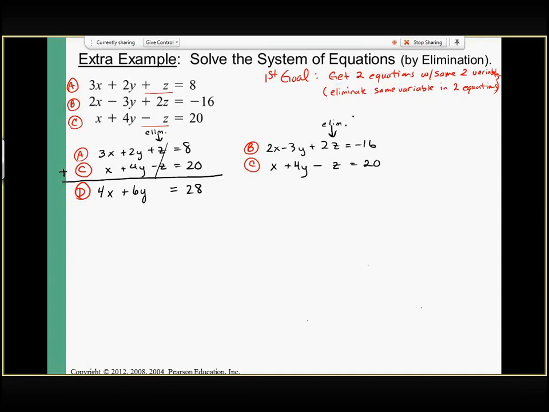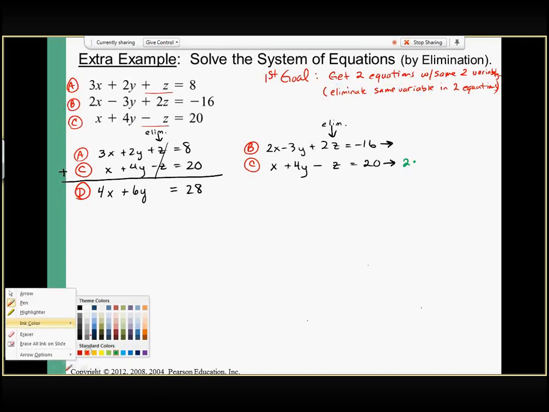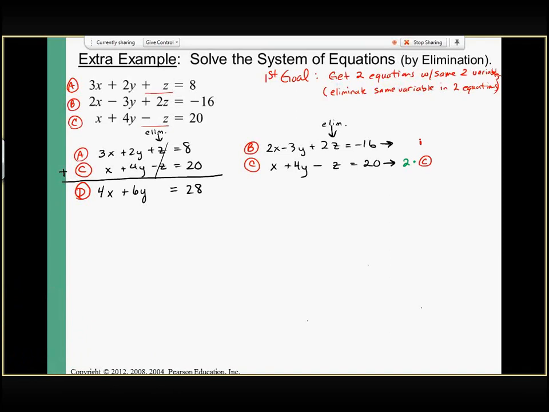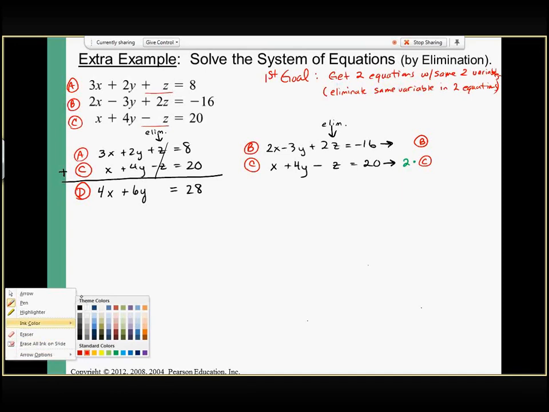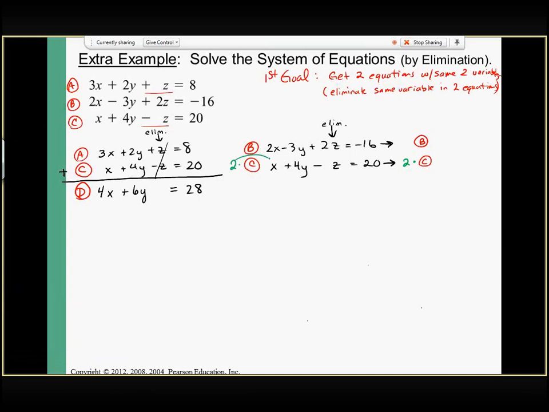How am I going to do that? Well, if I multiply equation C by 2, then I can get my z's to be opposite. So I'm going to multiply equation C by 2. And I'm kind of running out of room, so I'm going to have to kind of do this in my head. Now some people do this over here and they just distribute. That might be helpful if you do that.